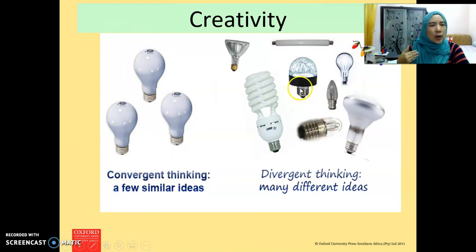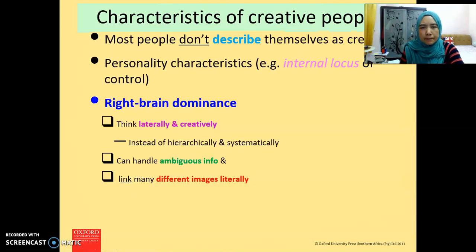But if you are a divergent thinker, you will come up with ideas that are different from your normal or existing knowledge. So those who have divergent thinking may come up with different ideas. For example, for the shape of the bulb, they may come up with something they have never seen before. We normally see light bulbs like this, but divergent thinkers may come up with ideas that are totally different from the existing knowledge or information that we have.